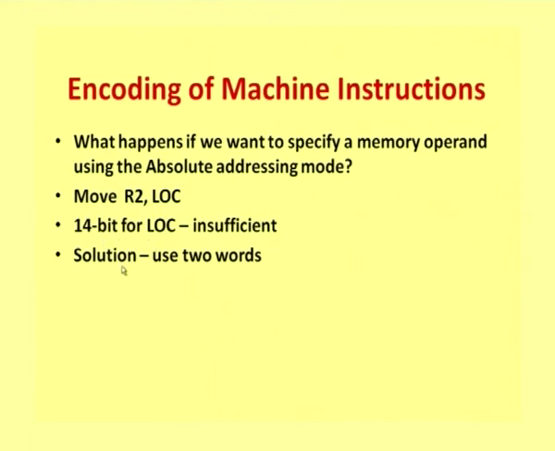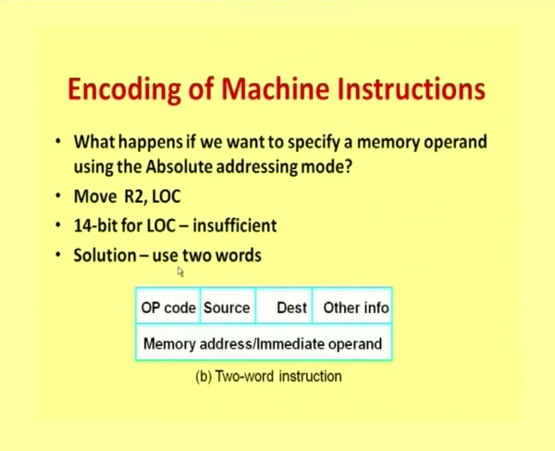In that case, what we do is, instead of specifying the entire instruction in just one word, we would use 2 words to specify it. So, for instance, you may have something like this. We just now said we can have opcode, source, destination, other information, plus we will be using one more word here where the memory address or some other immediate operand can be specified.